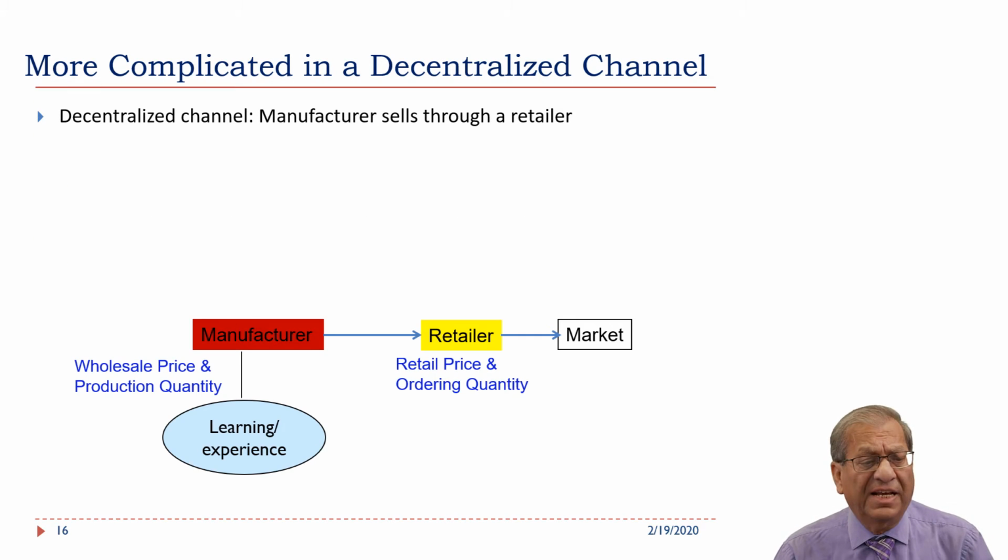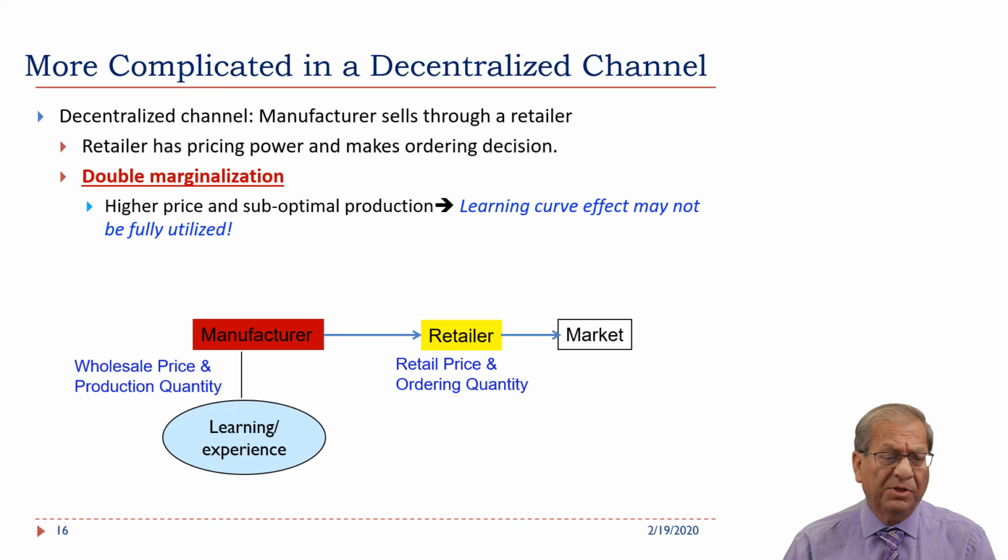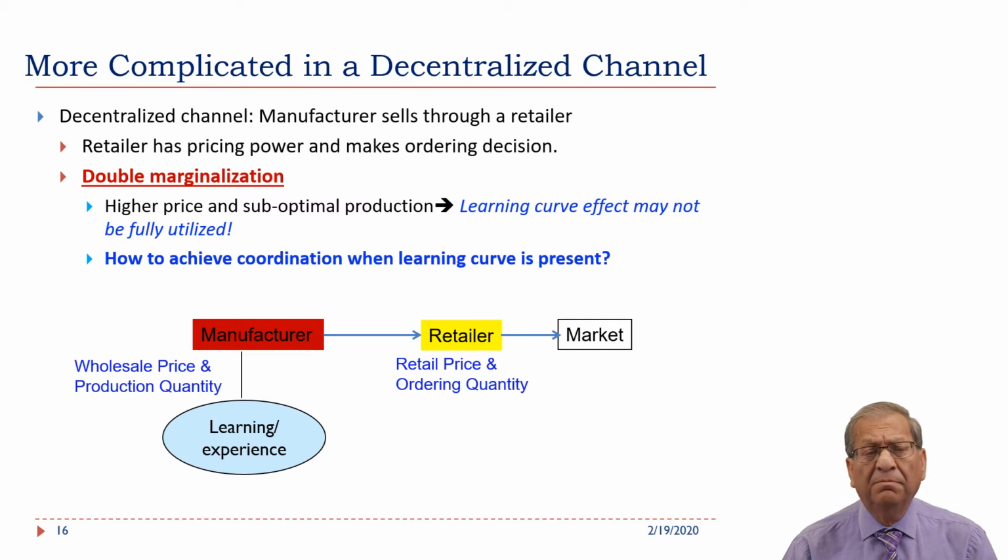When we go to a decentralized channel, the problem is somewhat more complicated. In a decentralized channel, the manufacturer sells through a retailer, and the retailer has pricing power and makes ordering decisions. There is a double marginalization, because a higher price in the first period implies suboptimal production, and because of the suboptimal production, the learning effect is not fully realized. So in this problem, because there is inefficiency due to double marginalization, we will also look into finding a coordinating contract that removes the inefficiency of the decentralization.